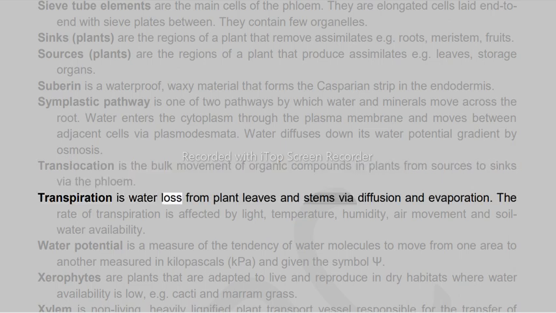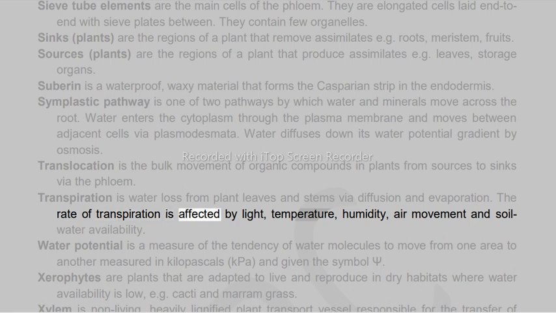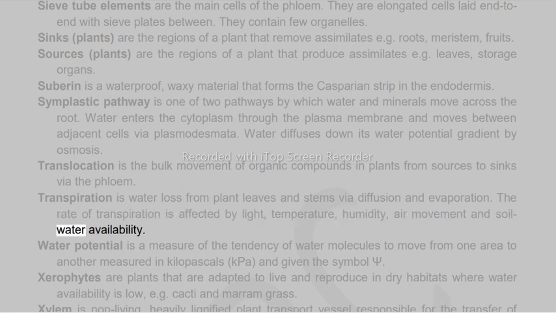Transpiration is water loss from plant leaves and stems via diffusion and evaporation. The rate of transpiration is affected by light, temperature, humidity, air movement and soil water availability.